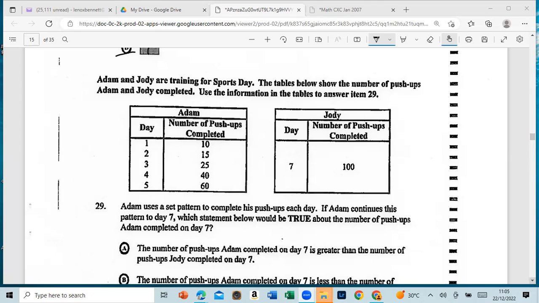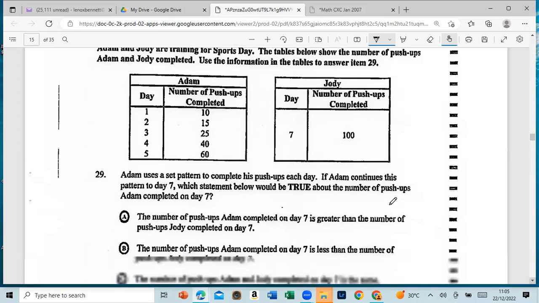All right, let's see what they want, guys. Adam uses a set pattern to complete his push-ups each day. If Adam continues this pattern to day 7, which statement below would be true about the number of push-ups Adam completed?